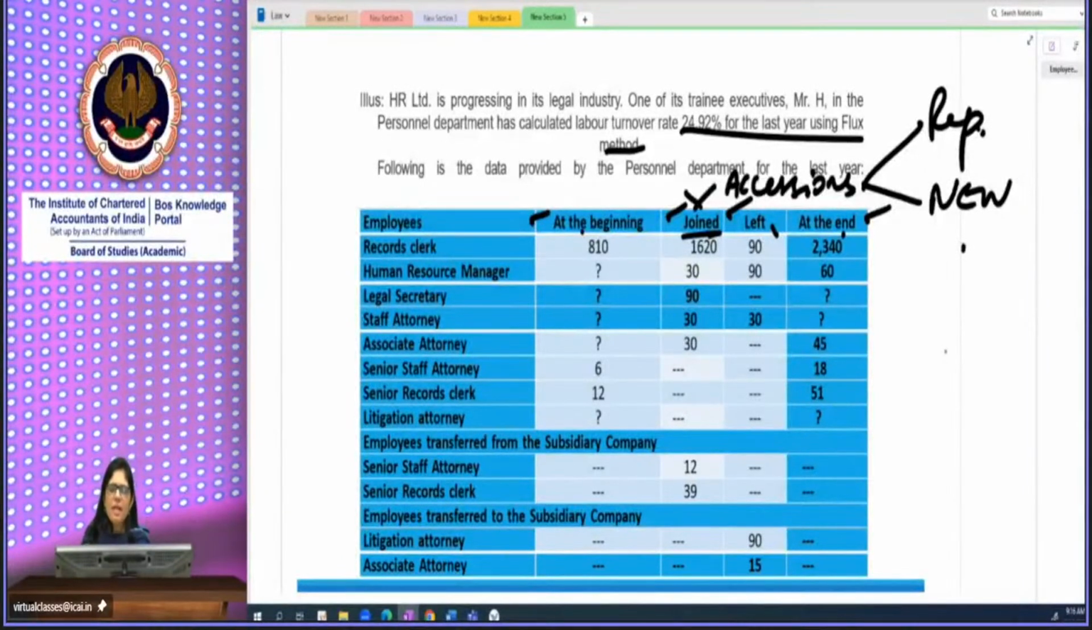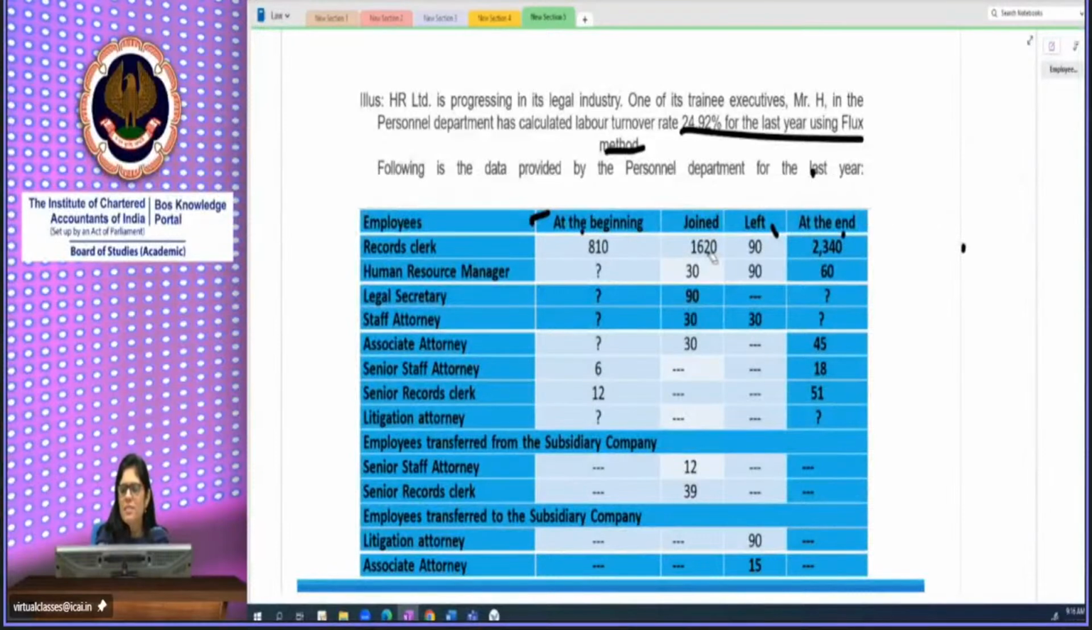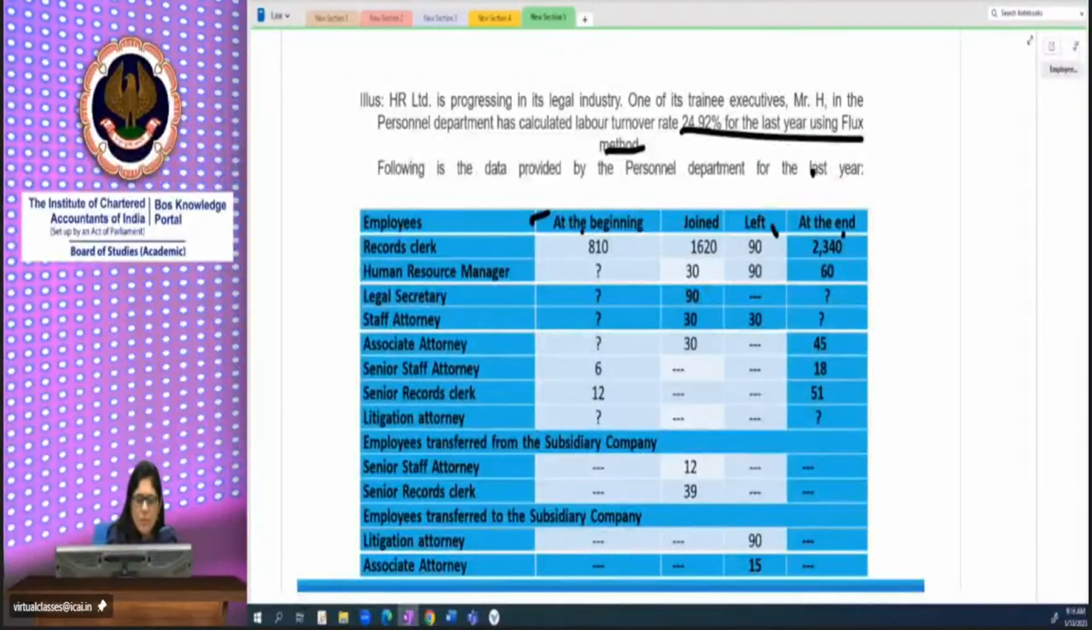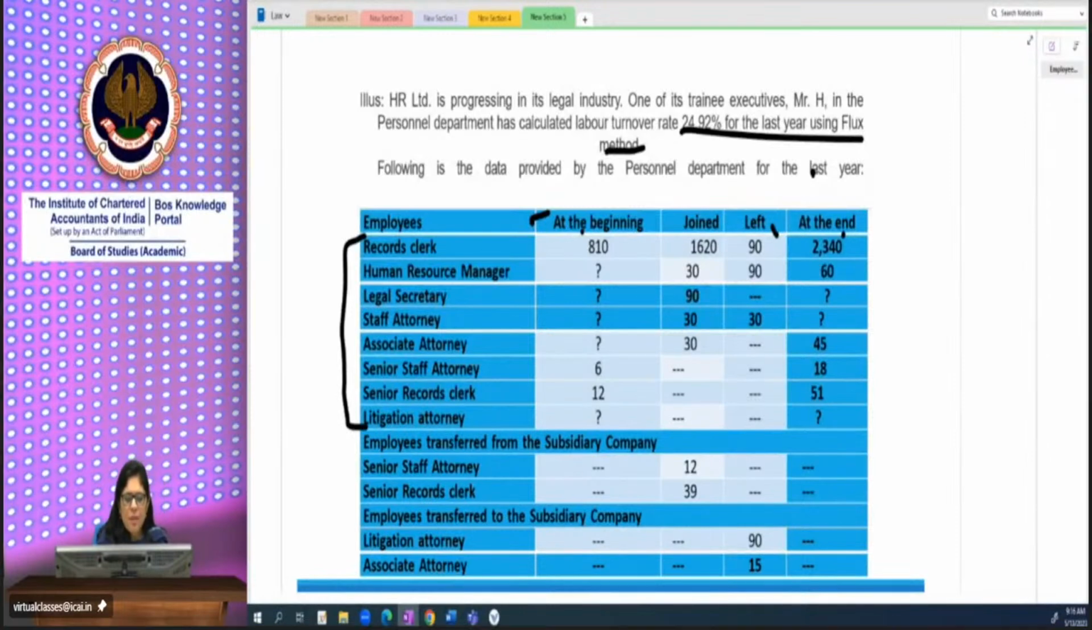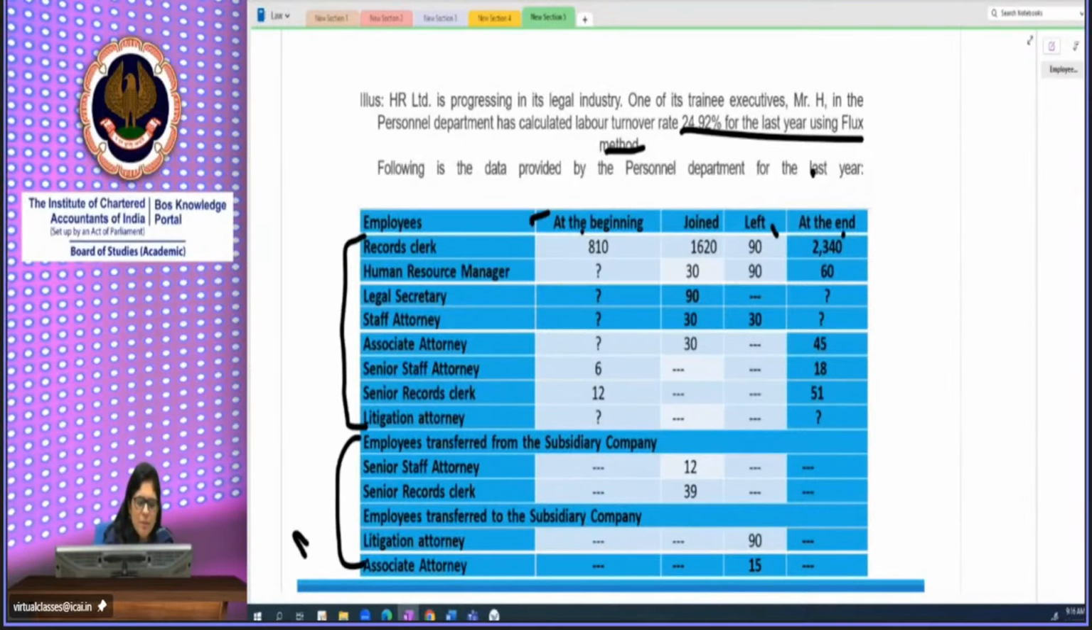But you can see in the question many things are missing. So with these questions you have to approach by looking at what all is given in the question. All right. So these are some categories of employees here. These are basically the employees from here till here. This is the additional information they are giving. So the number of employees is this only.